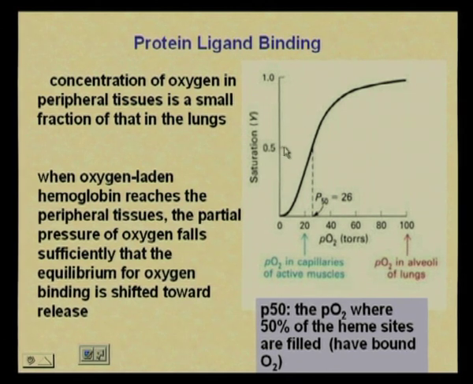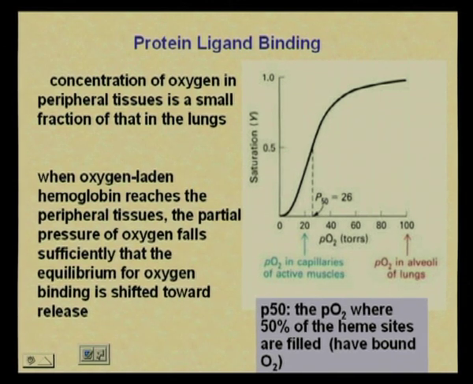Now, the way this is measured is we measure something called P50. P50 is the partial pressure of oxygen where 50% of the heme sites are filled. What does that mean? That means in myoglobin, you have just one heme site, right? So, that basically is either filled or unfilled. But for hemoglobin, what can you have? You can have 1, you can have 2, you can have 3, or you can have 4.